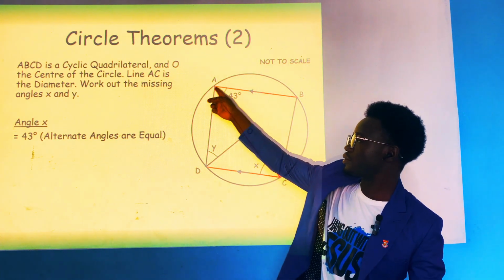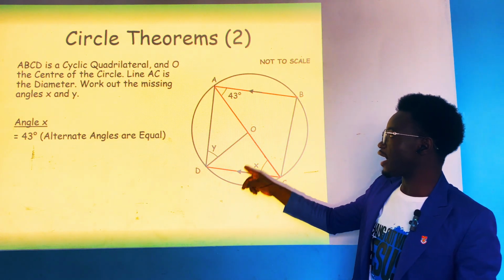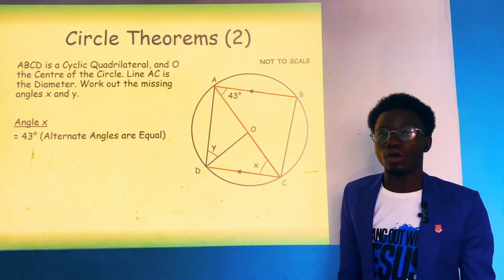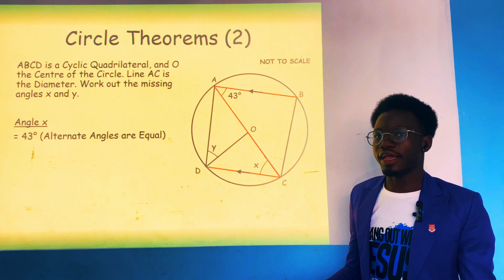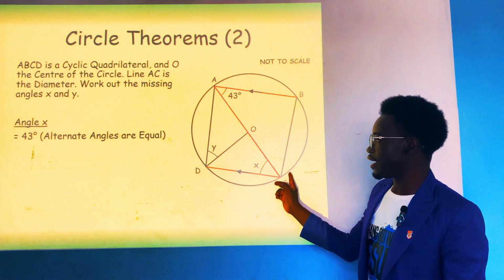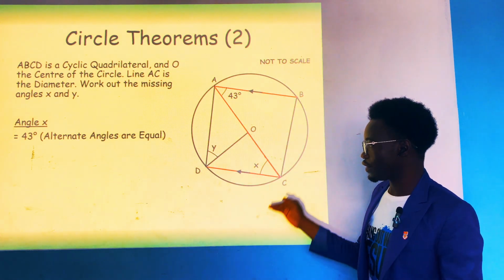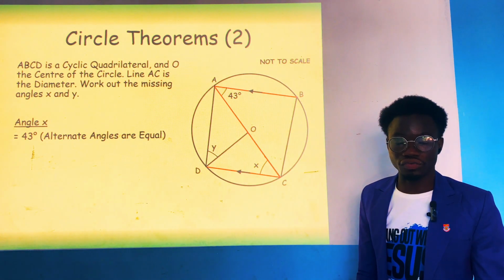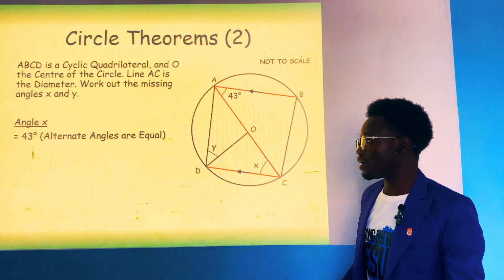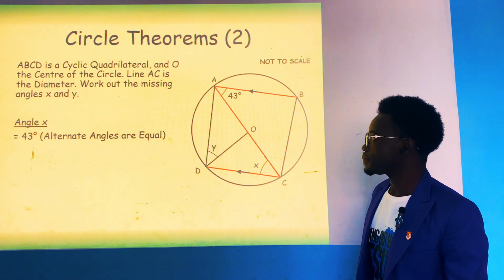Alternate angles. These arrows give us the knowledge that they are parallel lines, because the arrows show that they move and they never meet. Parallel lines never meet.